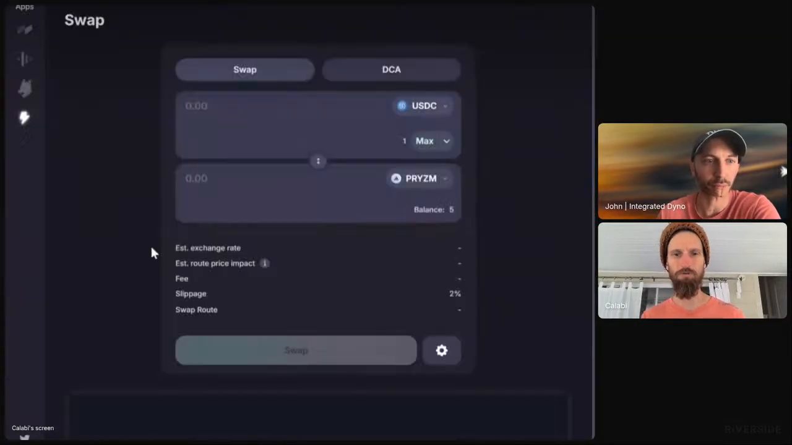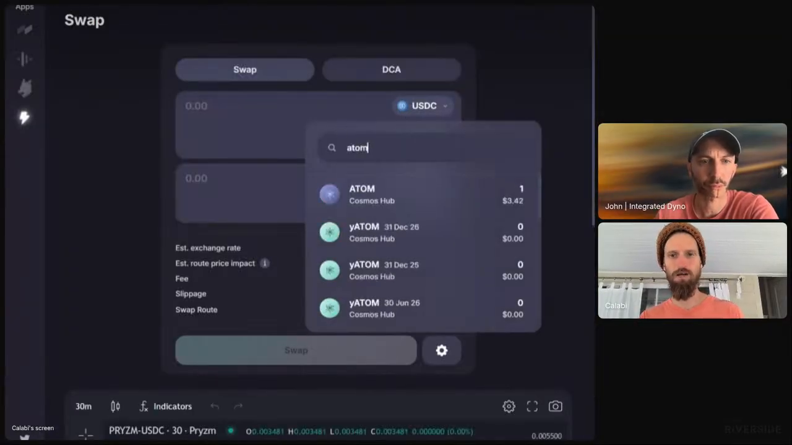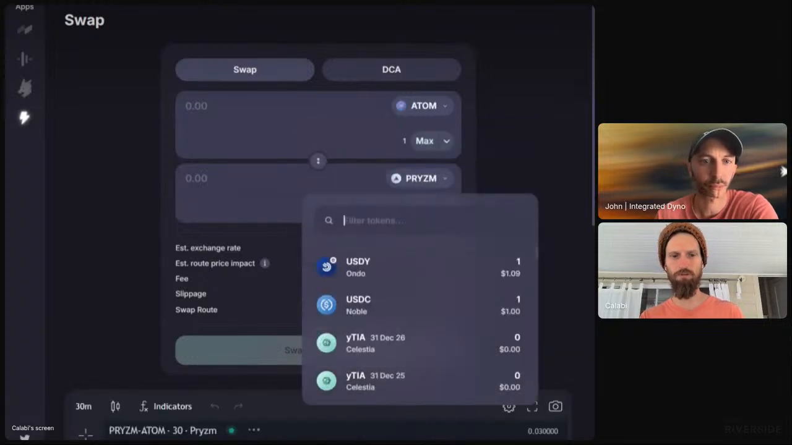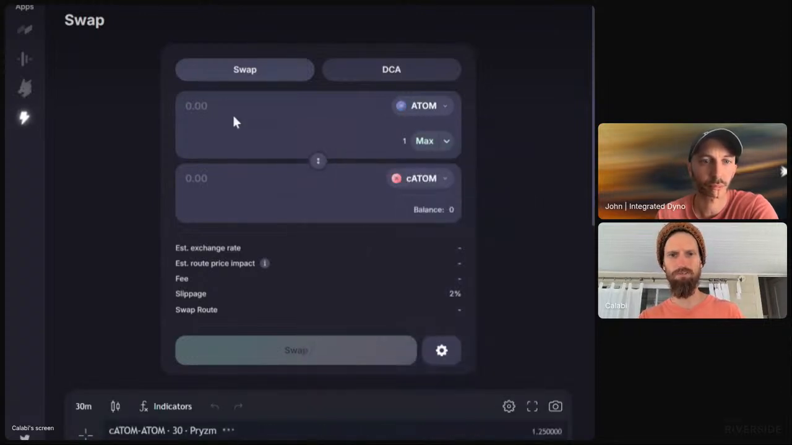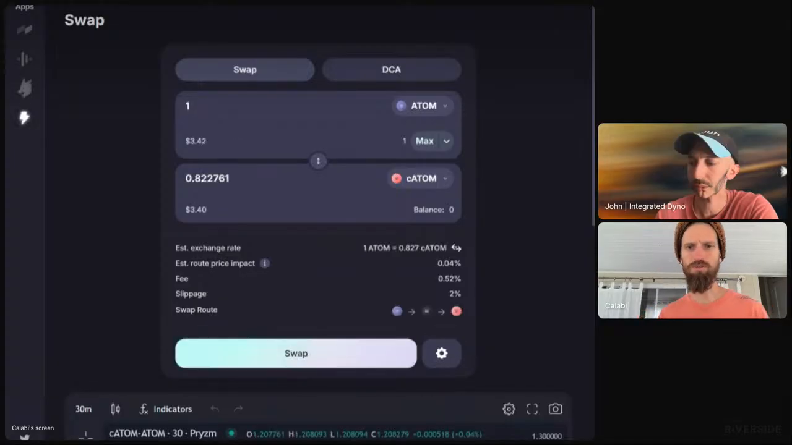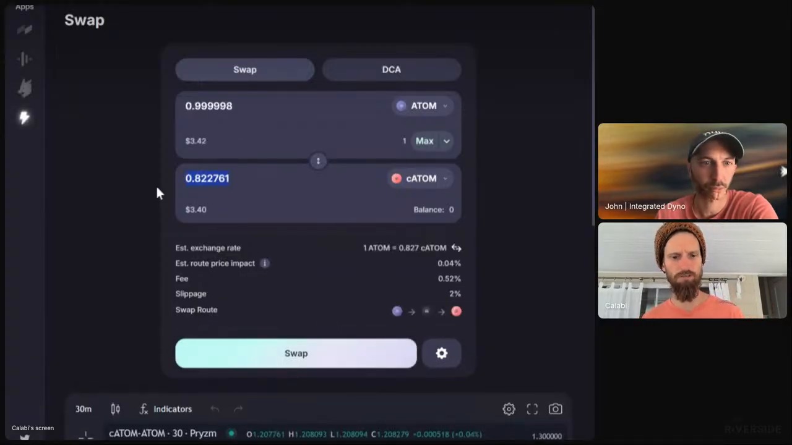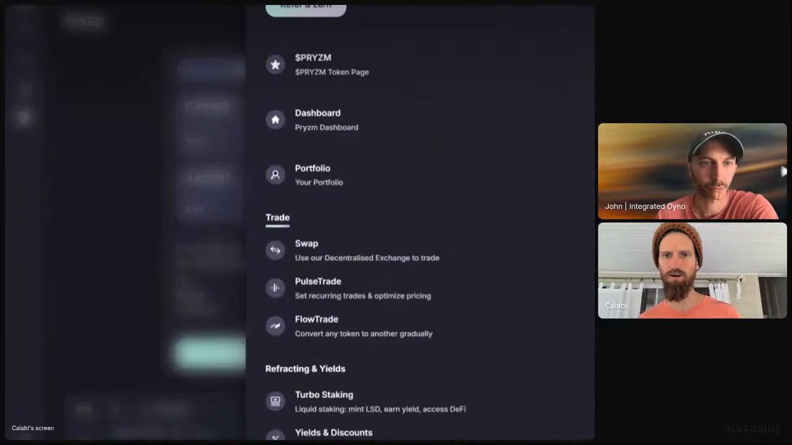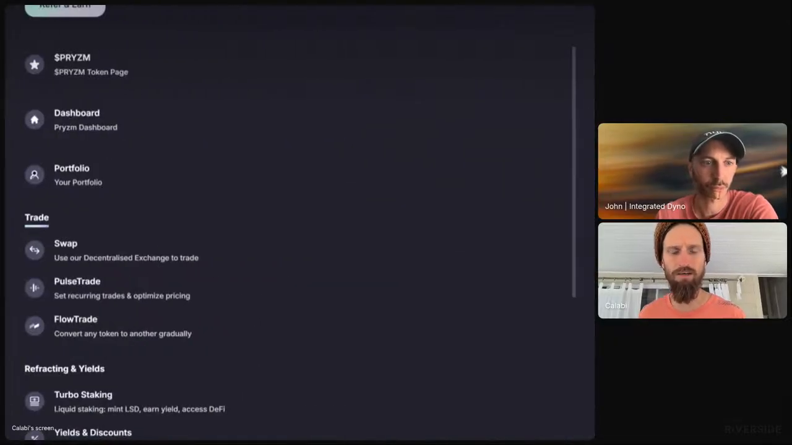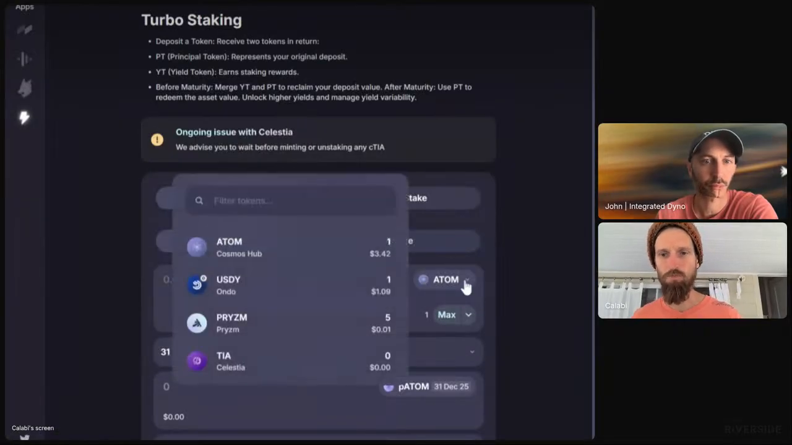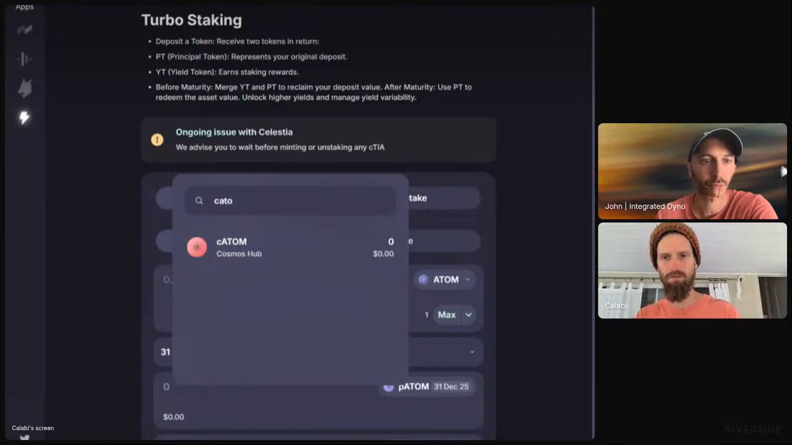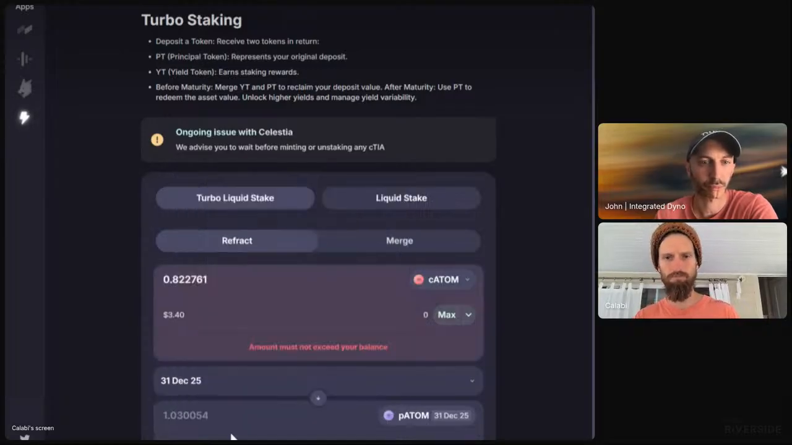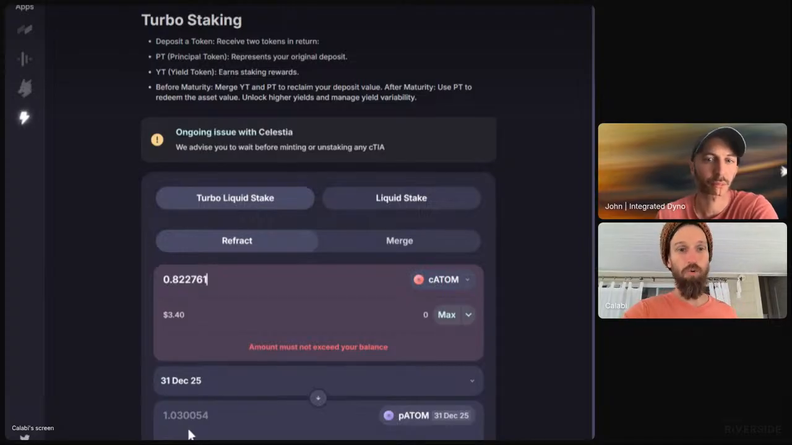So let's go to the swap page, put one Atom, and we're going to go to C atom. We're going to say, all right, one C atom, what does that get us? Okay, 0.822761. All right, what does that get us in terms of the derivatives we could mint? So we go back to turbo staking, we type C atom, and boom. Oh, wait a minute. We got 3% more. So we're going to want to do that.